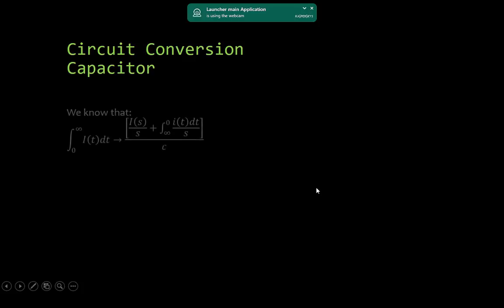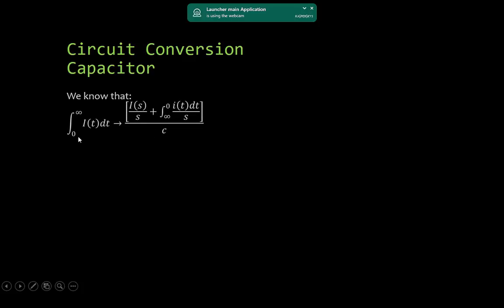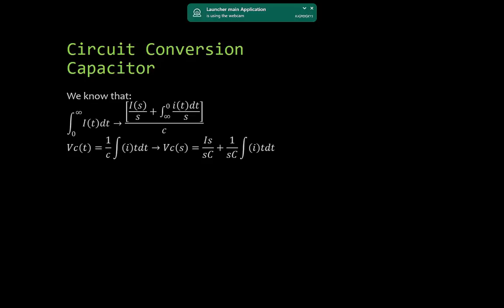For the capacitor, we know that the integral with limits of 0 to infinity of I of t dt is equivalent to I of S over S plus the integral from negative infinity to 0 of I of t dt all over S, multiplied by 1 over C. Now we will get Vc of t is equivalent to 1 over C integral of I of t dt, which is also equivalent to Vc of S is equal to I of S over SC plus 1 over SC integral of i dt.